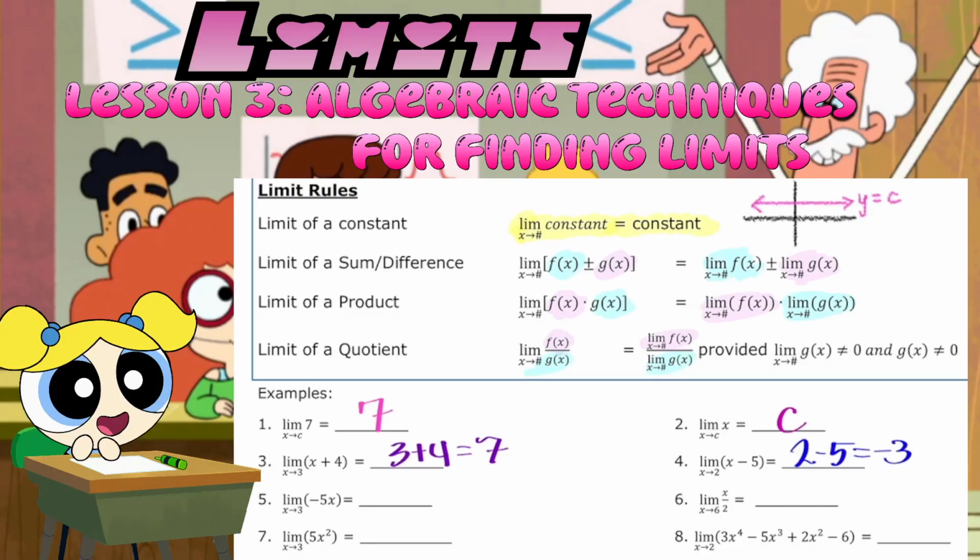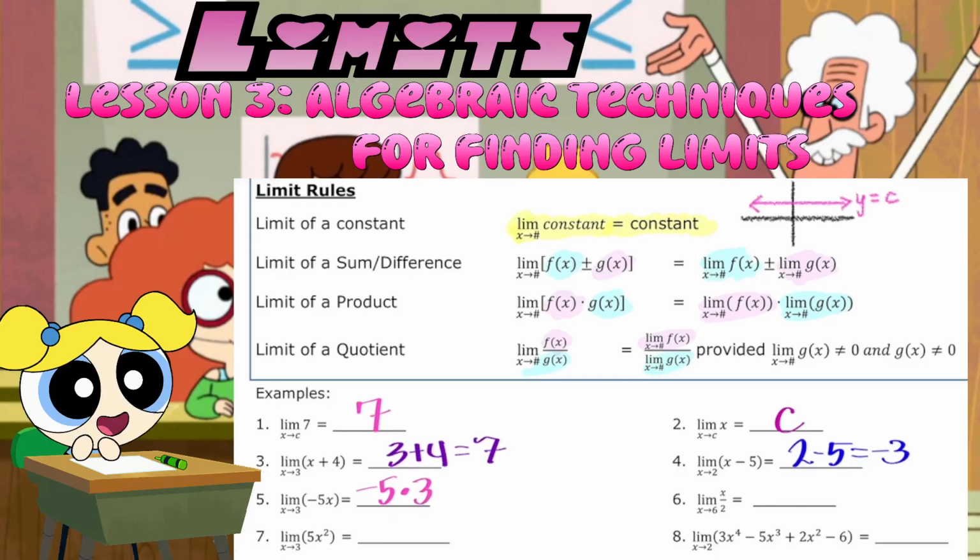and that final answer is negative 3. The limit of this is a product, essentially negative 5 times x, if we think of it like that. So the one part is a constant, so that answer is just going to be negative 5, right? Then the limit of the second part, the limit as x approaches 3 of x, well, that's just 3. And what do I do? I multiply my answers and I get negative 15.